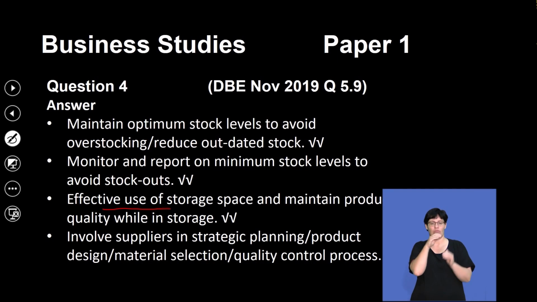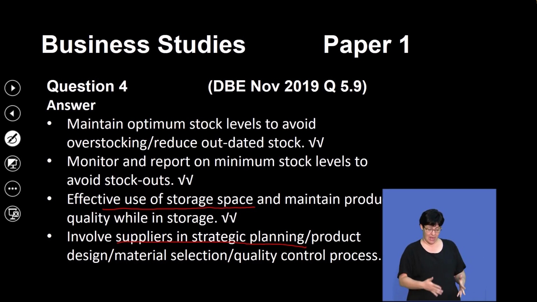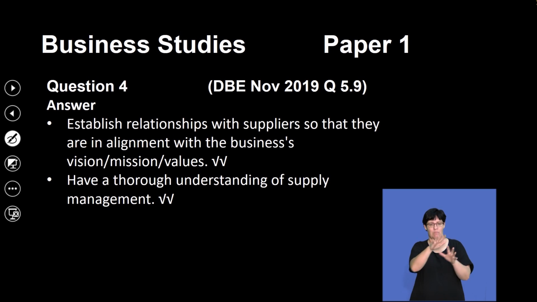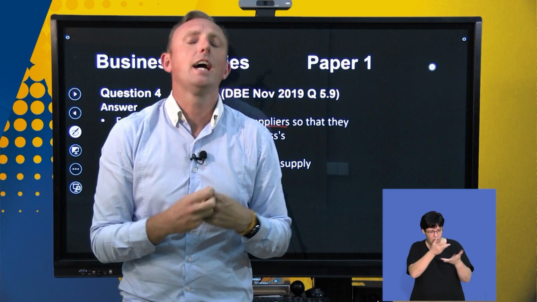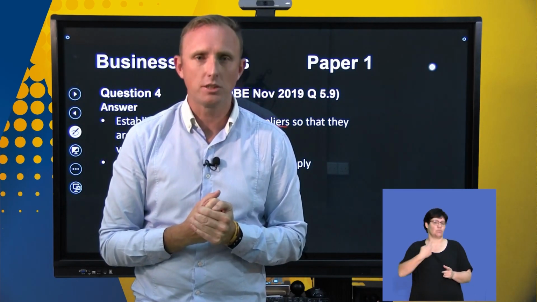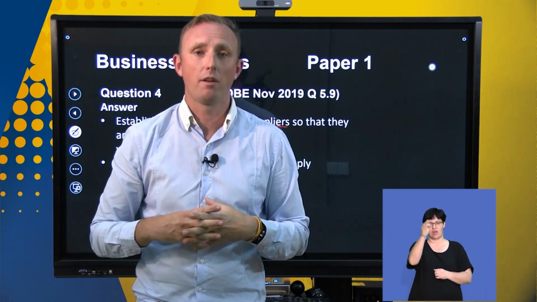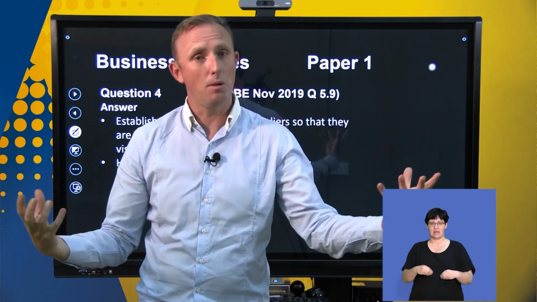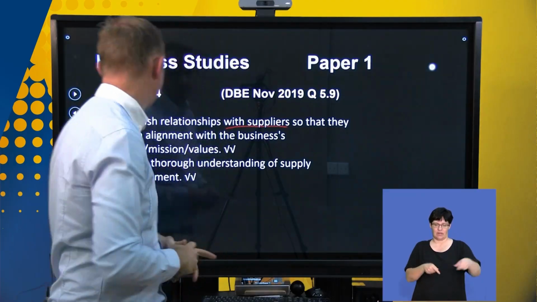Then effective use of storage space, and we have to involve our suppliers in strategic planning, right? Because if our suppliers can give us the right products that we want and everything that we're looking for, then we're going to be on a winning wicket. And we must establish relationships with our suppliers, because if we've got a relationship with them, our supplier is not going to want to let us down, and we can build a strong relationship going forward where our supplier and our business are both going to benefit.